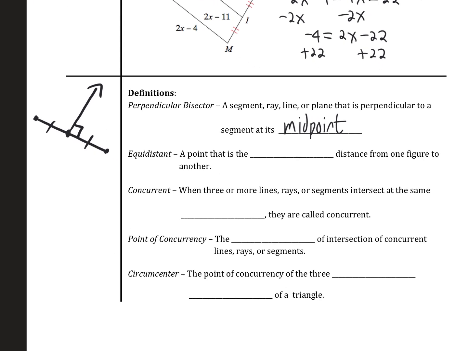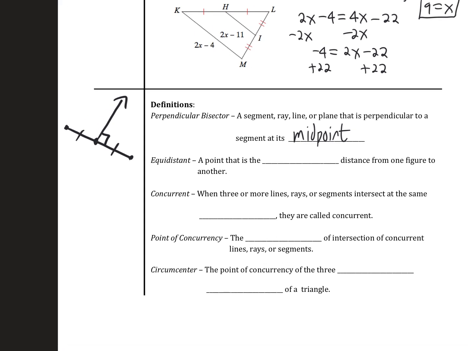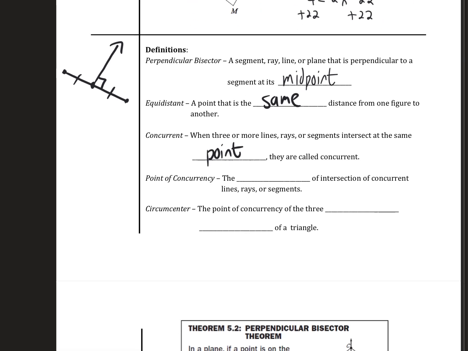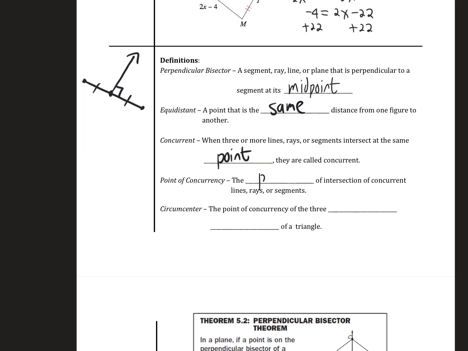Okay, equidistant. Say equidistant. Equidistant is a point that is the same distance from one figure to another. Concurrent. Say concurrent. Concurrent is when 3 or more lines, rays, or segments intersect at the same point. They're called concurrent when that happens, when they intersect. Point of concurrency is the point of intersection of concurrent lines, rays, or segments.